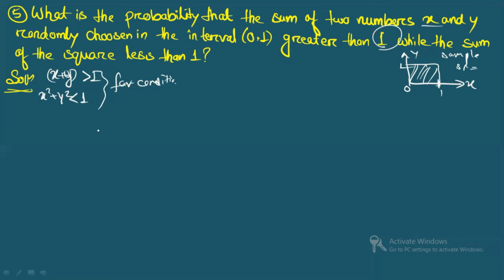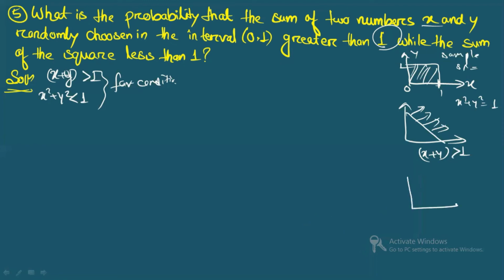Now let's say x plus y is greater than 1. For this, suppose this is a line. It denotes x plus y. This is x plus y greater than 1. The numbers which you will need will be above this line, yes or no? And the next condition is x square plus y square is less than 1. We know x square plus y square equals 1 is the equation of a circle whose center is at the origin and radius is 1.